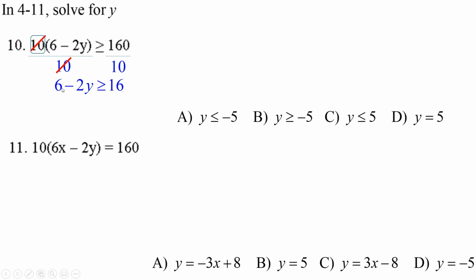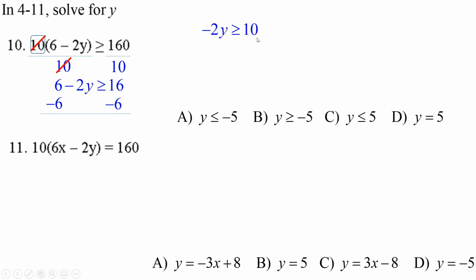Well, now we have to get rid of that 6. So that's a positive 6 right there. So let's subtract 6 from both sides. And adding or subtracting will not affect our inequality. So it's still going to be greater than or equal to. And on the left, we have 6 minus 6 cancels, leaving the negative 2y. And on the right, we have 16 minus 6, which would be a positive 10.